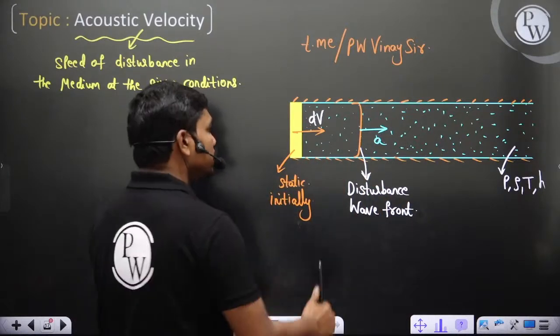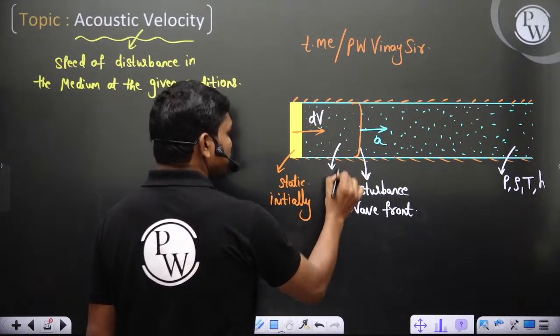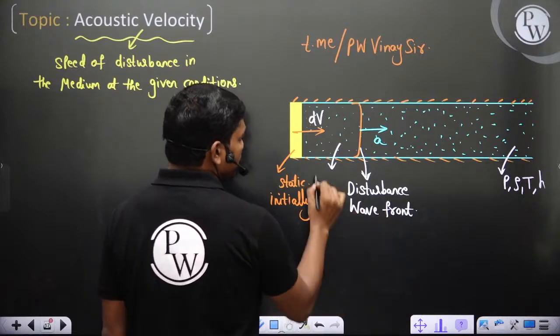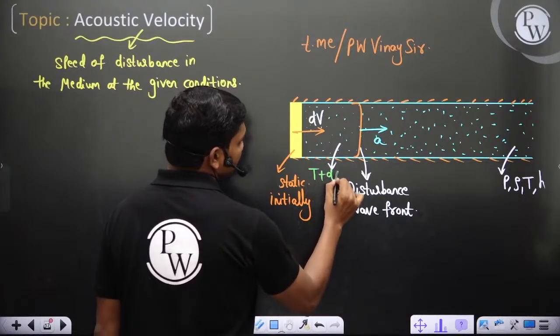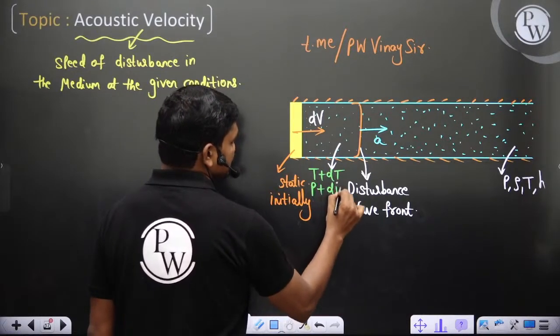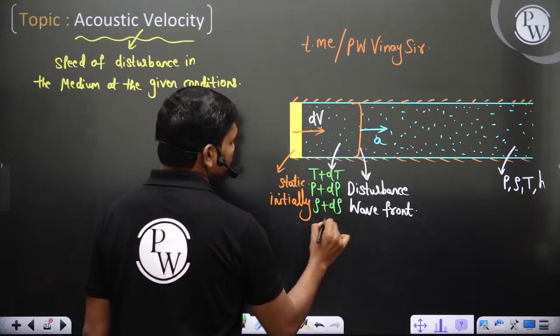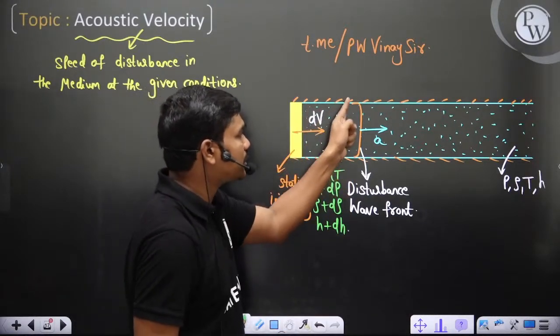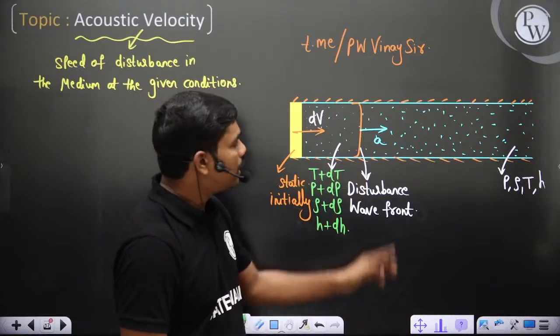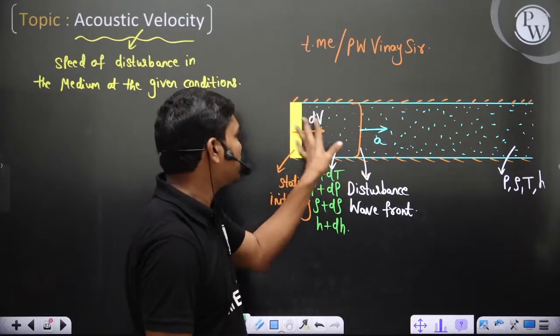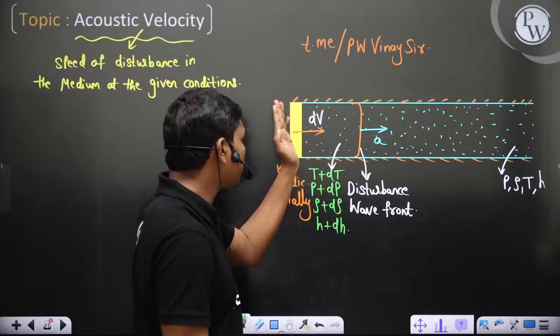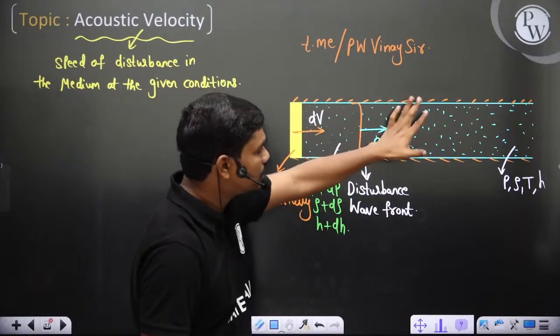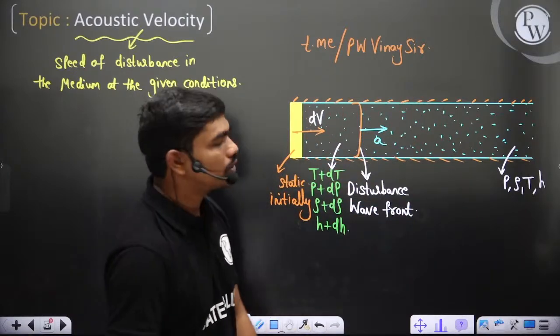Okay, definitely within this regime the properties might have changed to something like T plus dT, P plus dP, rho plus dRho, and H plus dH, because this gas has already experienced the effect of this wave front. And this gas still doesn't know about this shock, this piston movement and this wave front. It has the properties P, rho, T, and H.